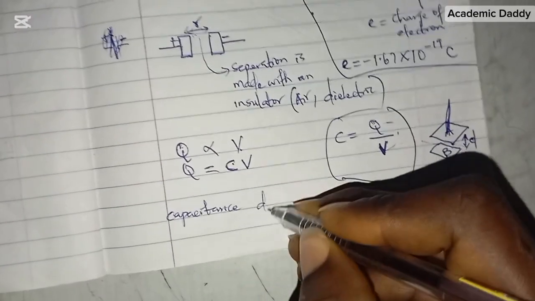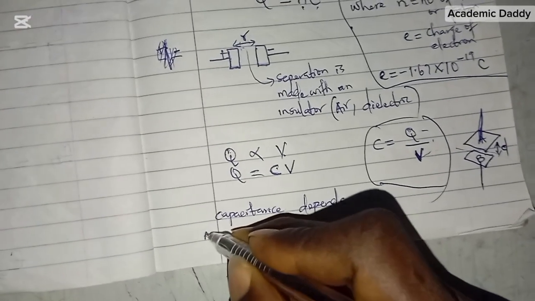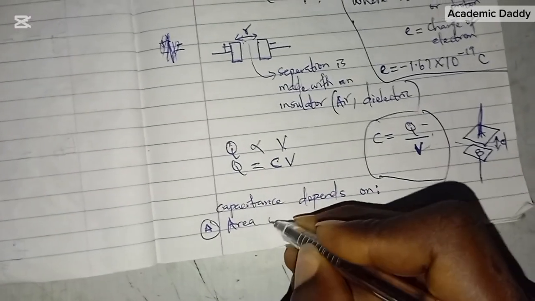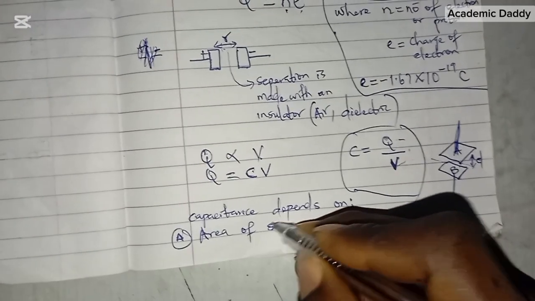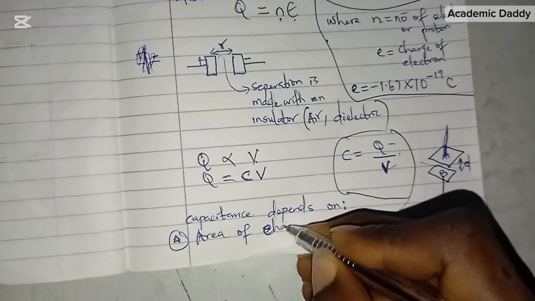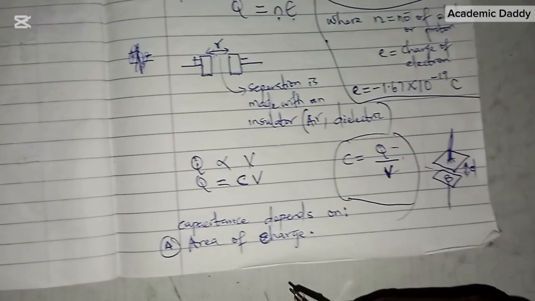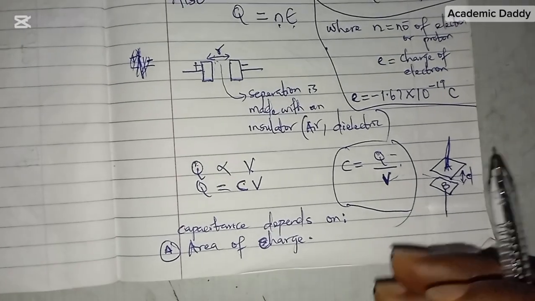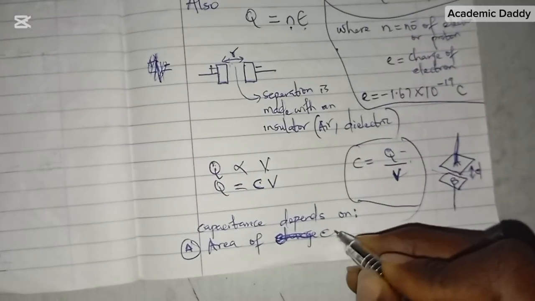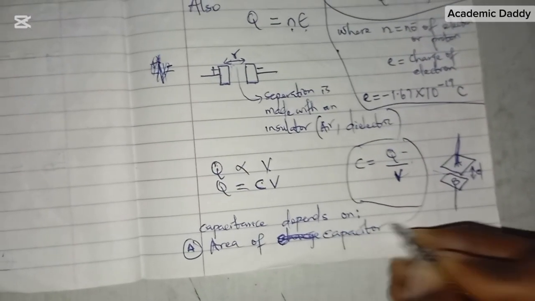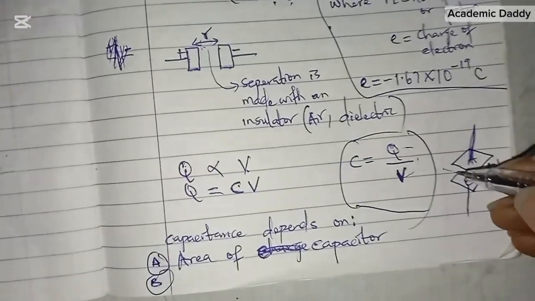depends on two things. One, that is A, the area of the capacitor. If you increase the area, that means the capacitor will have more room to store charge. And two, the distance, that is the distance apart.